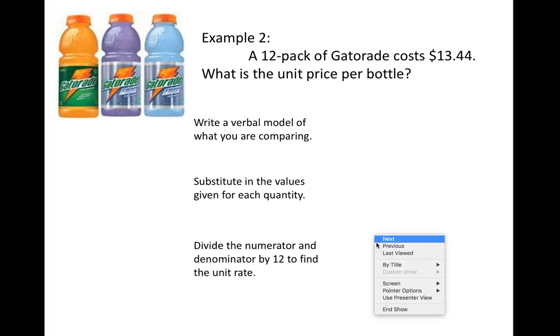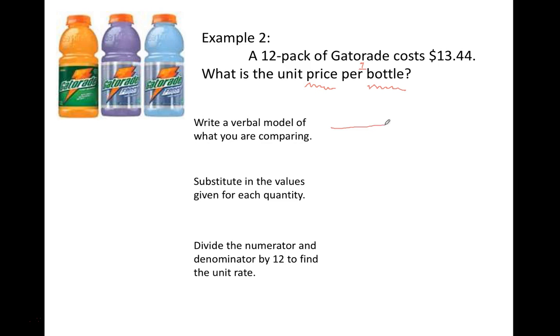One more. Example 2. A 12-pack of Gatorade costs $13.44. What is the unit price per bottle? Okay, so the two things we're comparing is the price to the cost per bottle. And when they say per bottle, how many bottles are they talking about? Well, if I just wanted to know per bottle, I would be talking every 1 bottle.